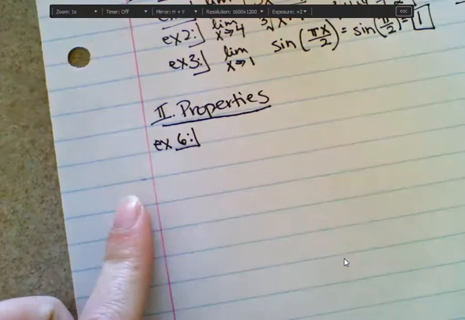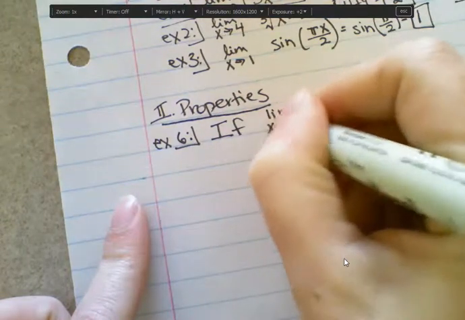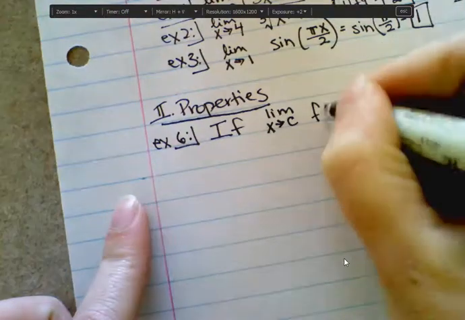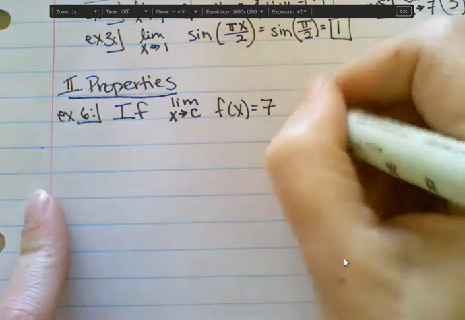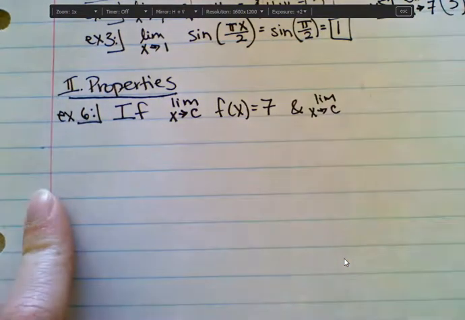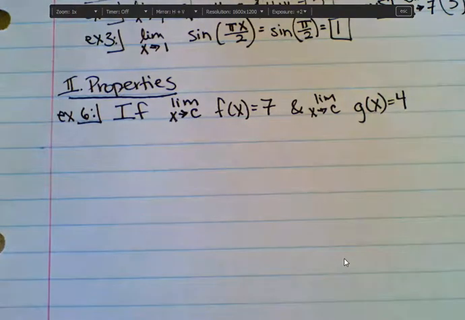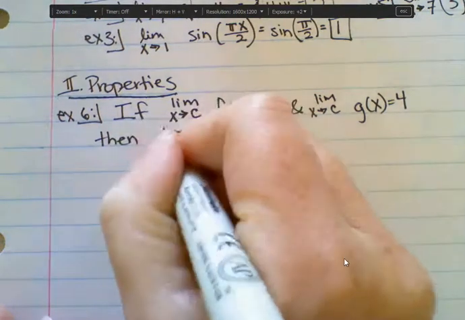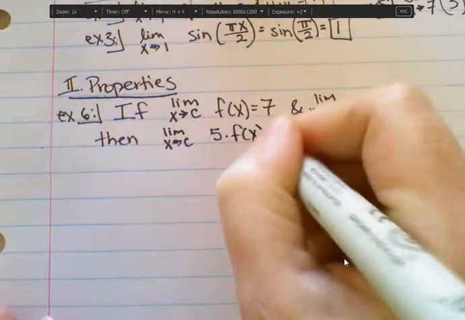So I'm going to say if the limit as x approaches some number c of f of x equals 7, and the limit as x approaches that same number c of g of x equals 4, and let's see if we can do some properties or operations with them. Then the limit as x approaches c of 5 times f of x.